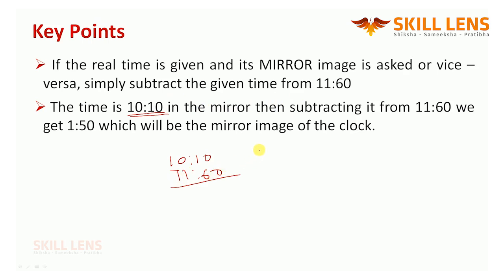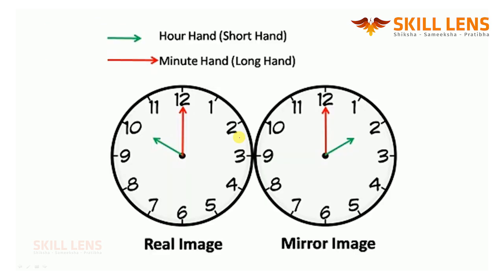If you want the exact time from the mirror image, then you have to add 11:60. Let's see one example here. So one is a real image, one is the mirror image. If the real image is 10 o'clock, you have to add 11:60. So it's going to be 21:60.